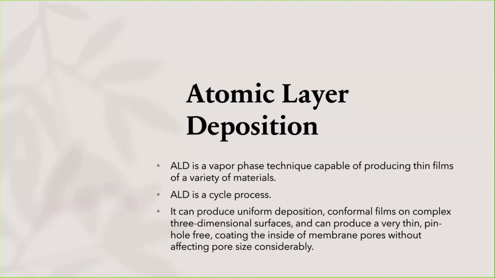ALD is a cyclic process. Each step of this phase creates one monolayer, and by repeating it, the thickness of the deposition can be accurately controlled. The membrane pores will have an even layer by using ALD, since it allows covering the inside of the membrane pores without significantly affecting the pore size.